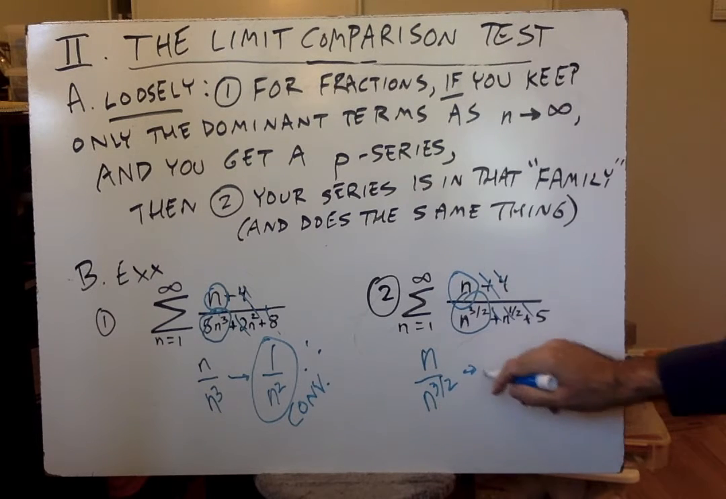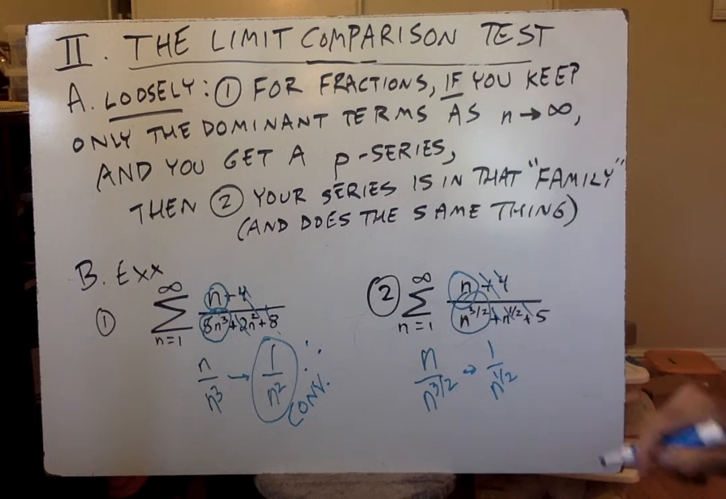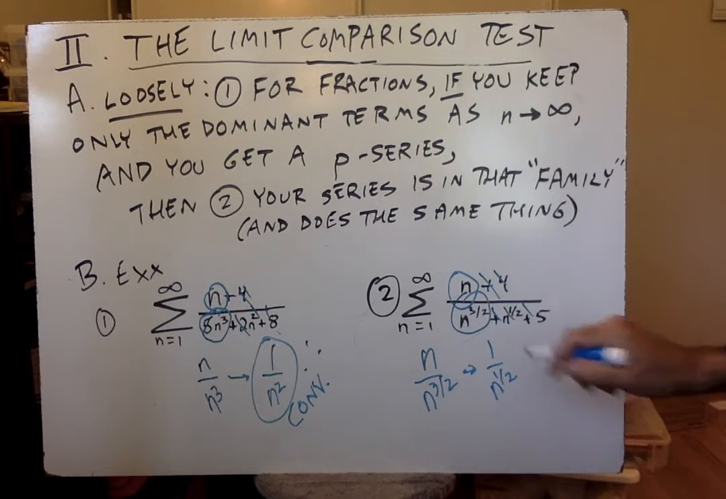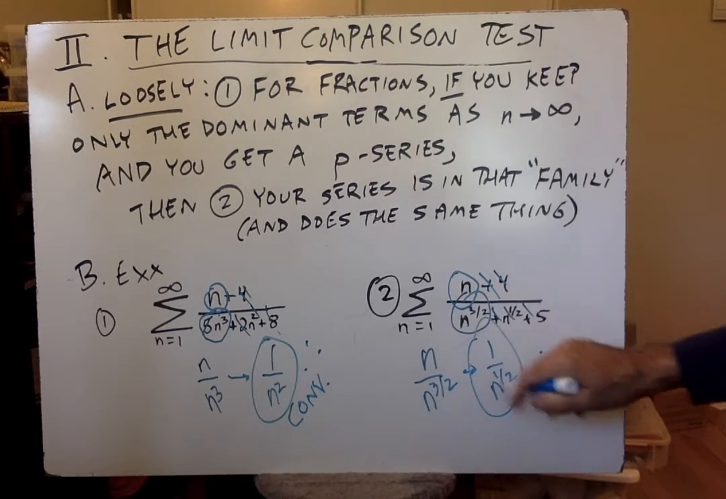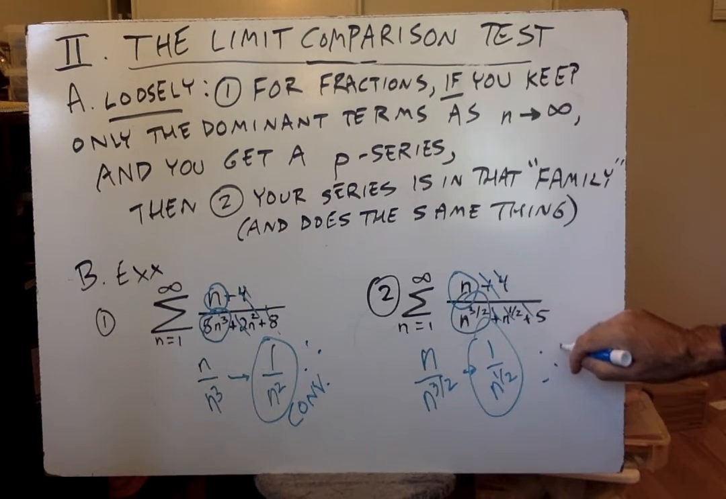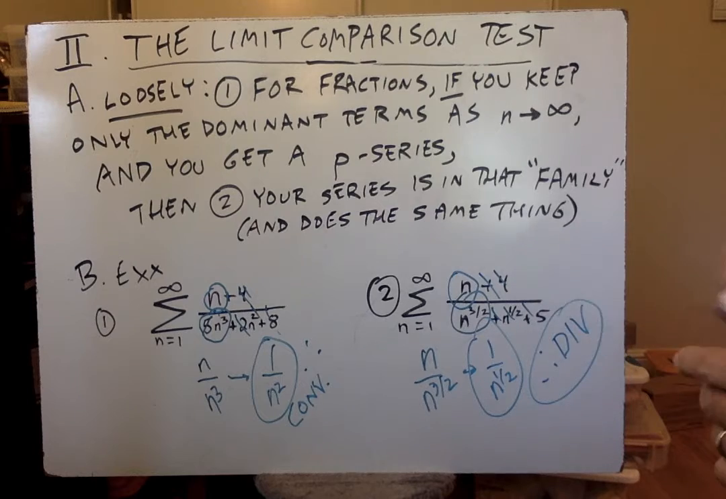And what family is this in? It simplifies to 1 over n to the 1/2. Again, this is a p series. This time p is smaller than 1. Therefore, it's in this family, which is a diverging series family. Therefore, your original series diverges. Okay? No need to do anything fancier than that.